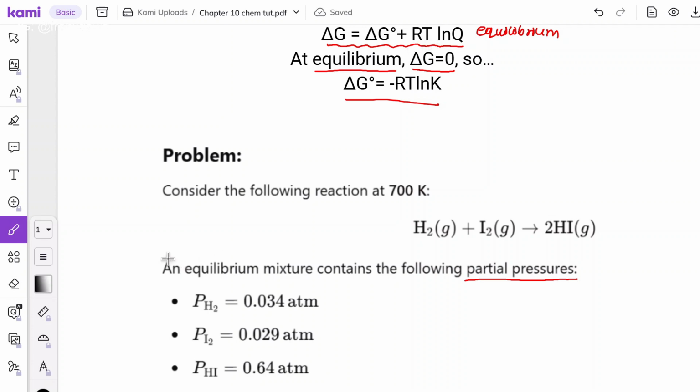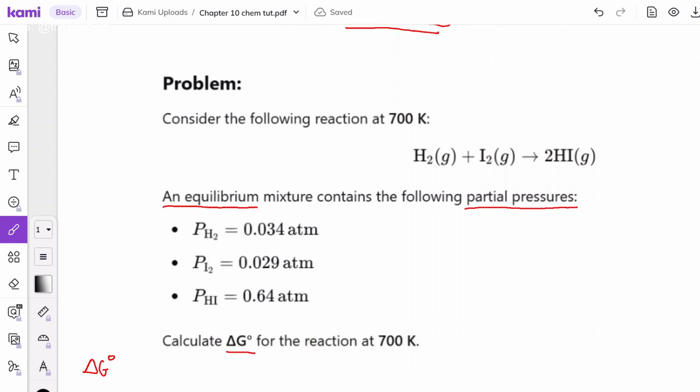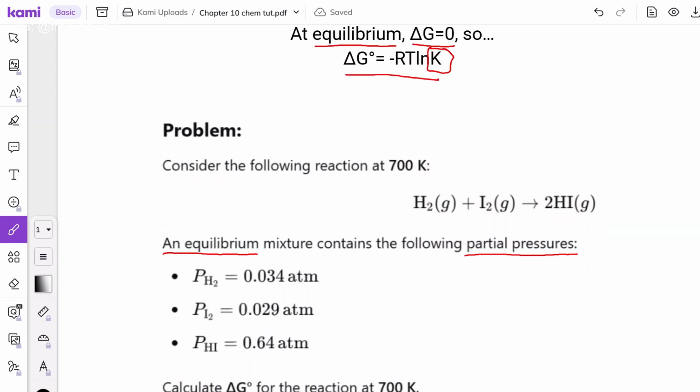And somewhere in the problem right here, it states that the reaction is at equilibrium. So that means you're going to be using the second equation and not the first one, because the second one is when it's at equilibrium. And you'd remember this because it has a K, so it's different from that one. It has a K and the other one has a Q. So right here, to do this problem, first we have to find what K is.